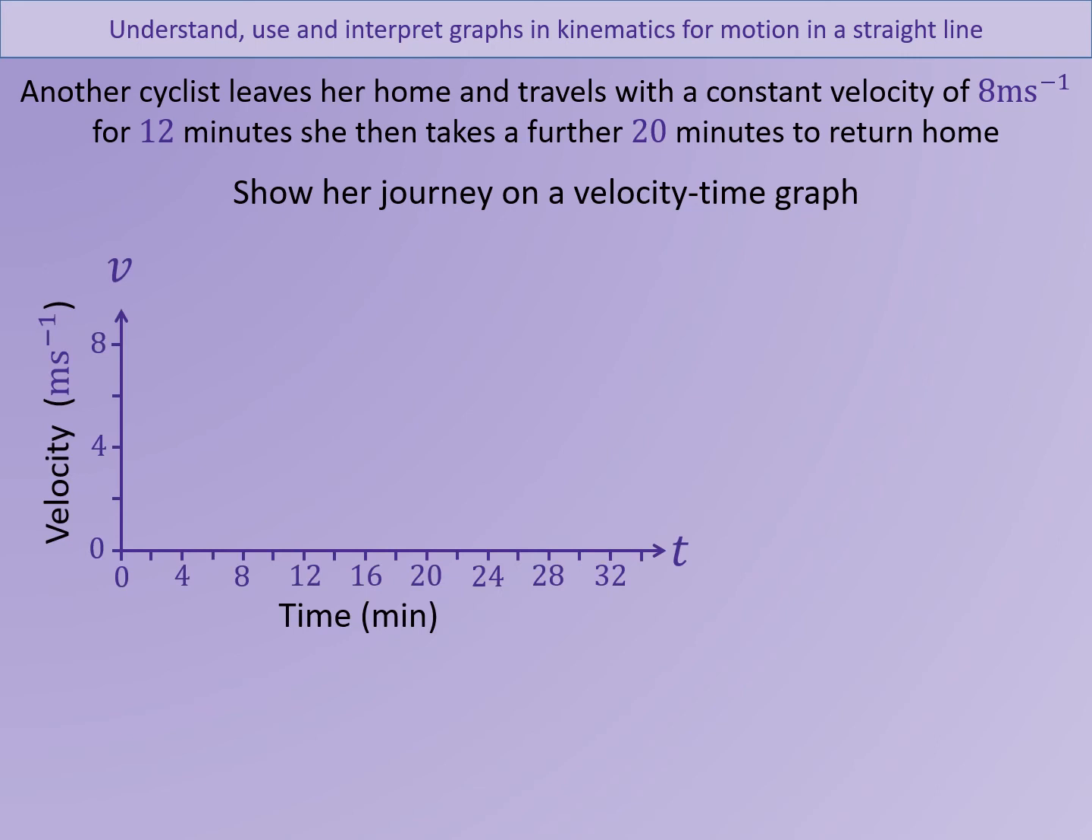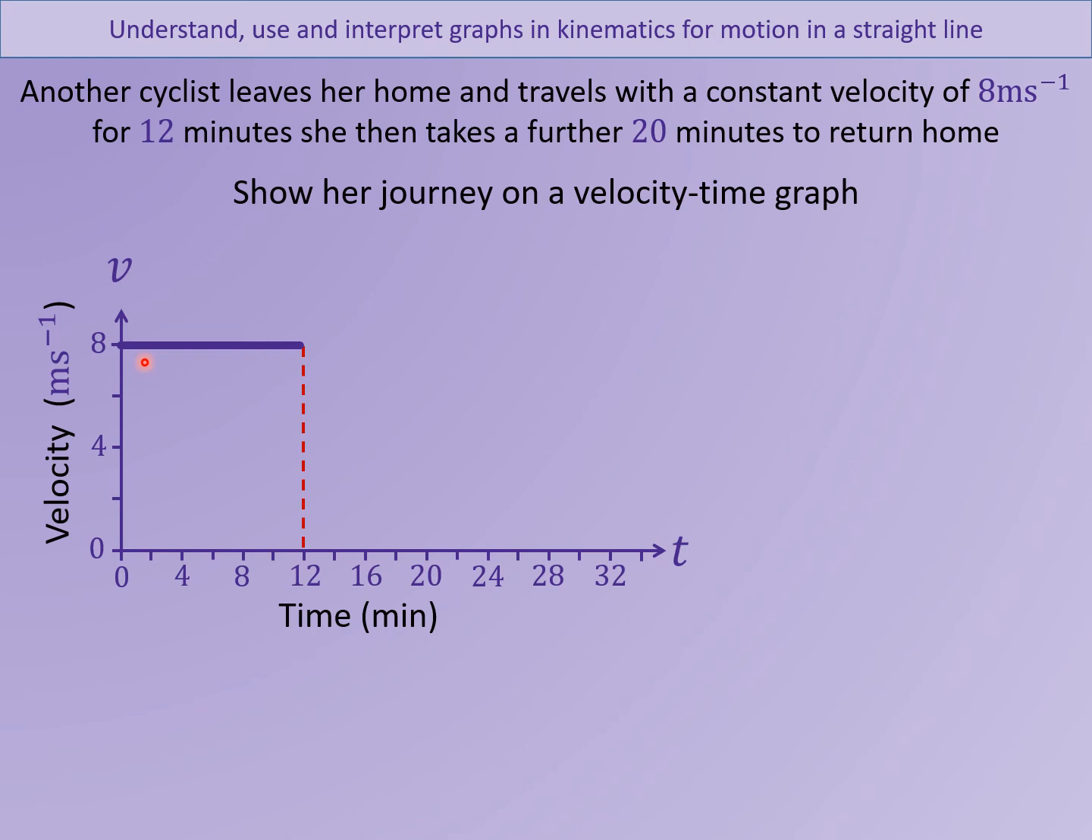So here is the velocity time graph. Note that we've got time along the horizontal axis and velocity on the vertical axis, and also that we've labelled the axes with the units that we are using. So initially, the cyclist travels with a constant velocity for 12 minutes. We then need to have a section of the graph where they are travelling for 20 minutes to return home.